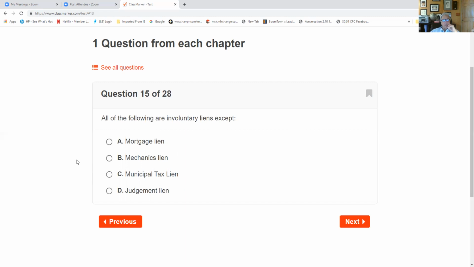This is the chapter on liens, chapter 15. All of the following are involuntary liens. That means liens that are placed without the property owner's permission. All of the following are involuntary liens except the mortgage lien. The mortgage lien is a voluntary lien that's created when you ask a lender to lend you money, and in turn, you give them a mortgage. Remember, the borrower gives the mortgage to the bank, and that mortgage that you give to the bank creates a mortgage lien. And since you're voluntarily giving it, it is a voluntary lien. The other three types of liens there are all involuntary liens because they get to be placed on your property without your permission.